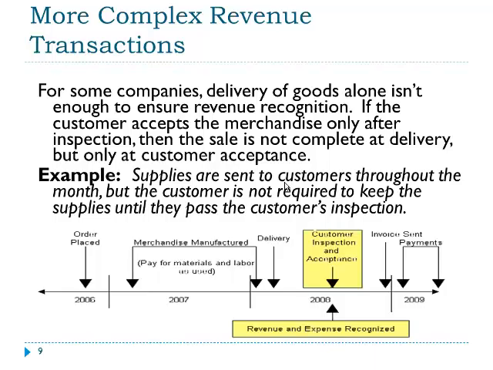So in this example, think about supplies sent to customers throughout the month, but the customer is not required to keep the supplies until they pass the customer's inspection. So here, we're going to postpone revenue and expense recognition even past delivery when they're physically at the customer, because part of our obligation to the customer is to meet their quality standards, and that is not fulfilled until we have that inspection and acceptance.